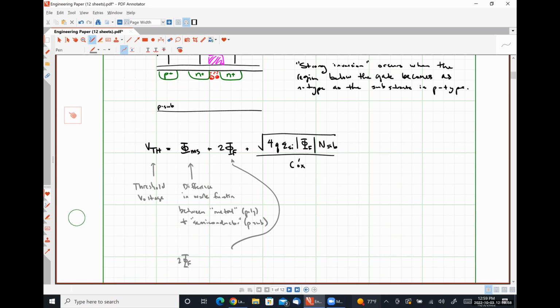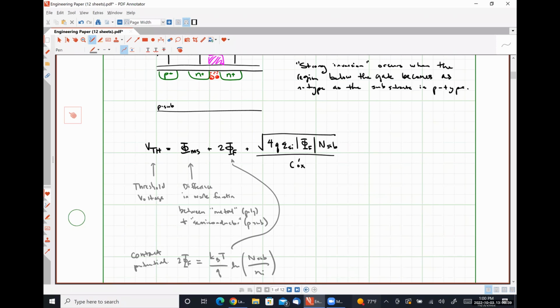Two phi f is the contact potential of the substrate, mathematically given as kBT over q times the natural log of N sub over the intrinsic carrier concentration. And that leaves us with this stuff over here on the right that we're going to talk about, okay?